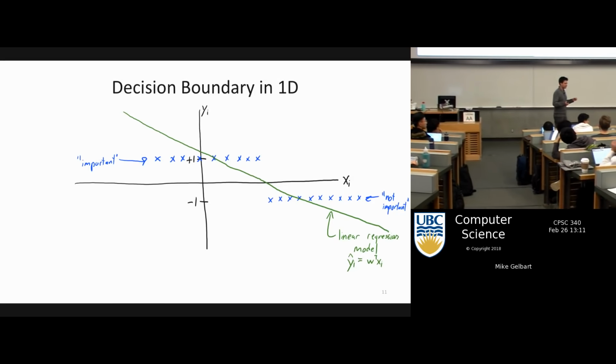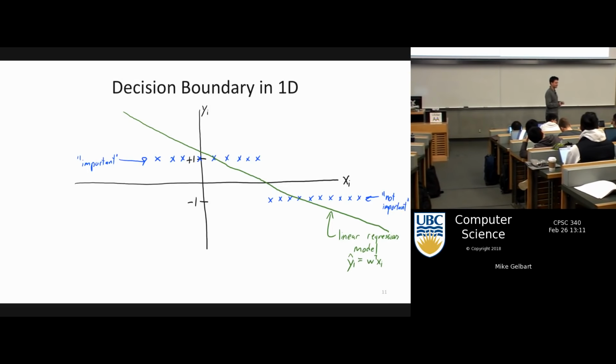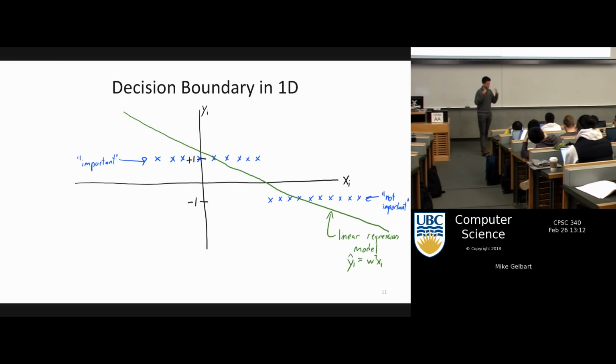Next. Philip. Is it reasonable to use the magnitude of the value as sort of a probability? Yes, we will talk about that today. It's very reasonable.